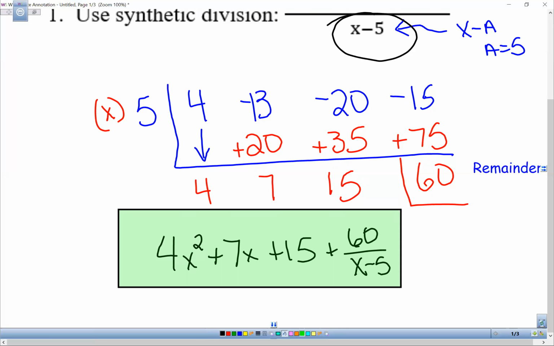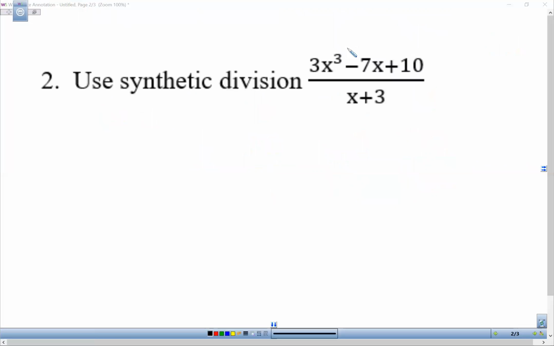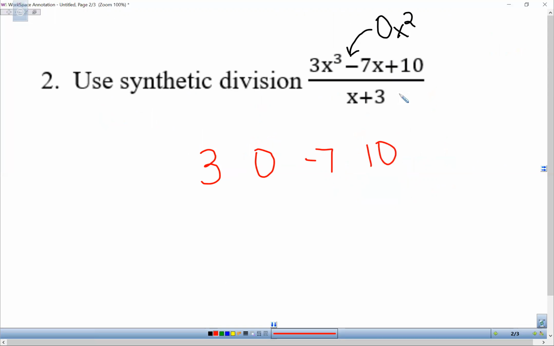All right, our second problem is a little bit different because if you look carefully, you can see there's a missing term here. We don't have an x squared. So anytime something is missing, we need to put a 0 in place of it. We need to have a placeholder for every value of the exponent, starting from the highest down to the lowest. So our coefficients would be 3, 0, negative 6, and 10. And because this is x plus 3, that means a is equal to negative 3.